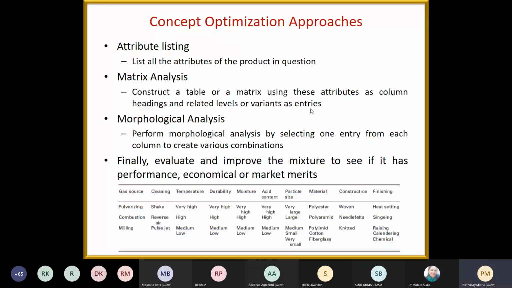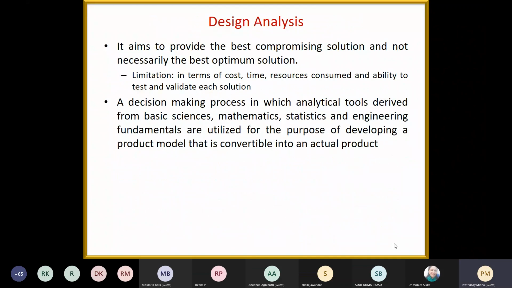And this is how the listing can be carried out in terms of the features, attributes which will be there. And based on that, you can select a particular idea which will be the best possible solution for optimizing this particular problem. Finally, we reach the design analysis, which aims to provide the best compromising solution.